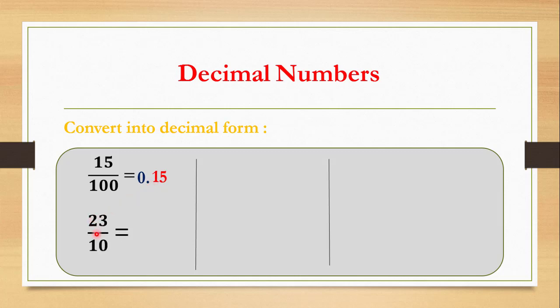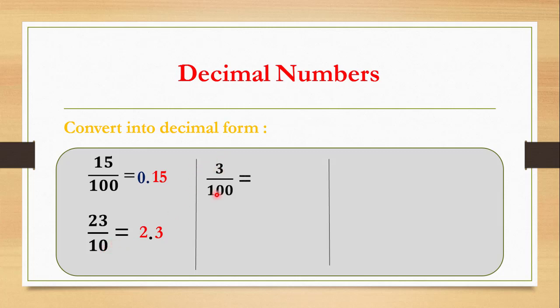23 over 10. In the same way, I write 23, then I'll count from the right only one place, and I'll put the decimal point. So we have 3 and 2, and in the middle we have the decimal point. Count from the right only one place, because I have only one 0 in the denominator.